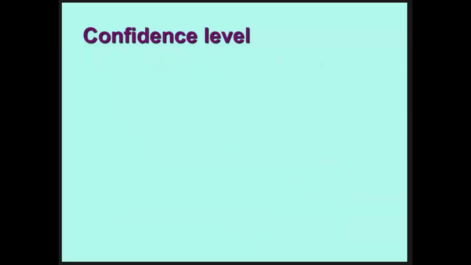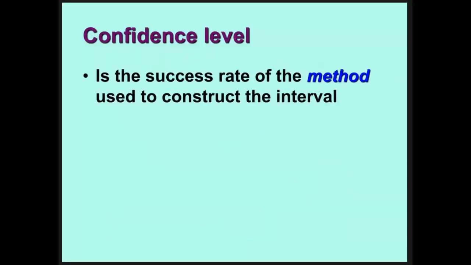So that brings us back to this idea of a confidence level. Confidence level is the success rate of the method used to construct the interval. Again, it's sort of a misnomer here. When we say confident, that sounds like, well, I believe I'm right 90% of the time. That's not really what we're trying to say with the confidence level. It's that we believe 90% of all samples would be able to estimate this particular number.